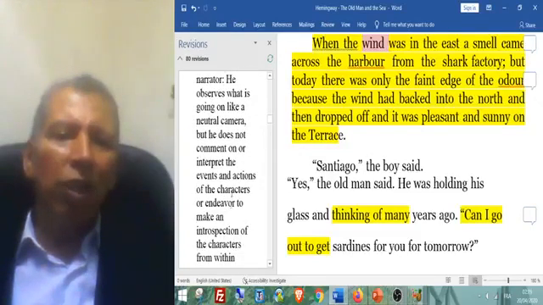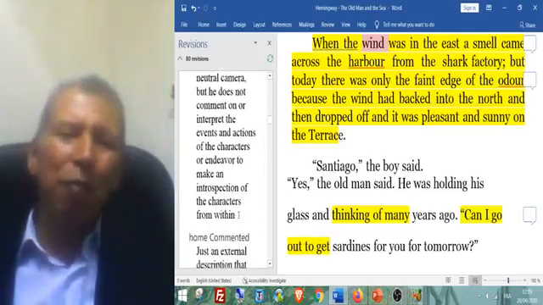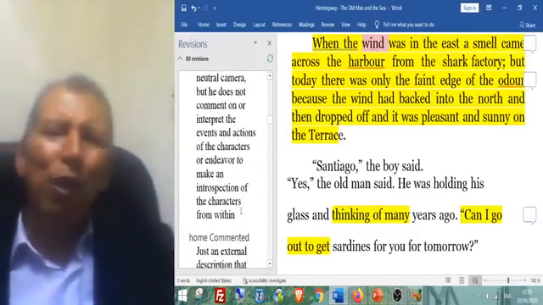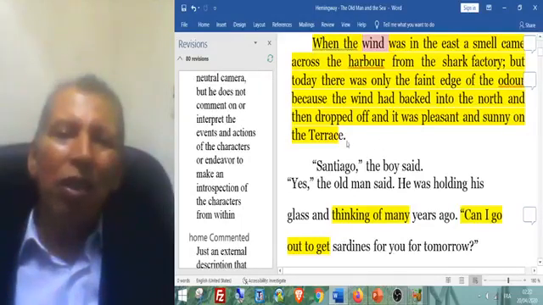He does not endeavor to make an introspection of the characters from within. Yes, well, I think this is specific to Hemingway. He doesn't want to make any introspective exploration of the characters. He's just telling us what the characters say and what they do, and he leaves it to us to interpret or to infer the feelings of the characters.